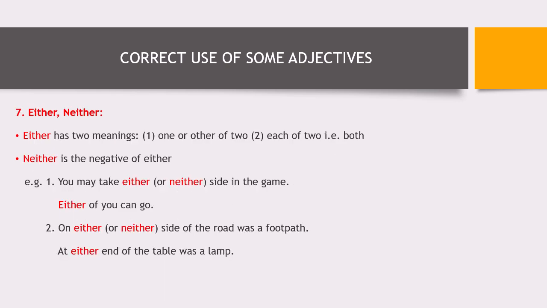7. Either. Neither. Either has two meanings. 1. One or other, of two. 2. Each of two, that is both. Neither is the negative of either. For example, 1. You may take either, or neither, side in the game. Either of you can go. 2. On either, or neither, side of the road was a footpath. At either end of the table was a lamp.